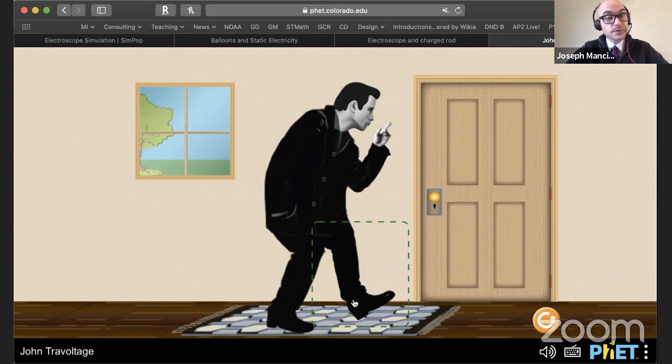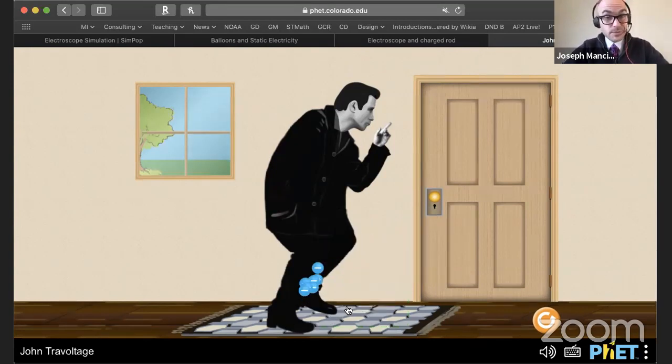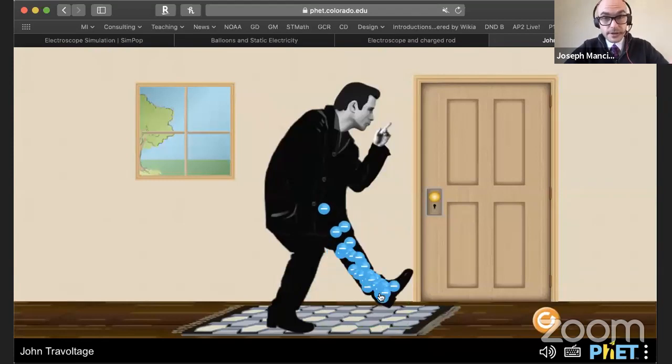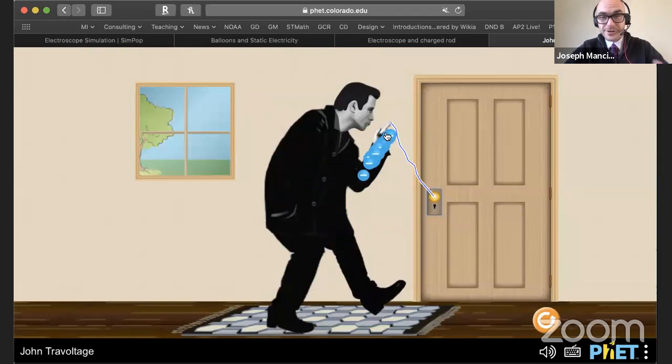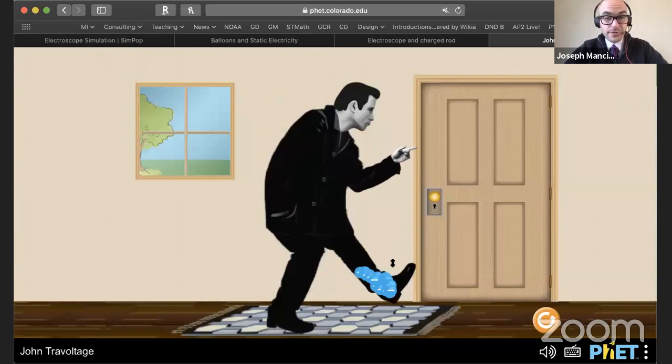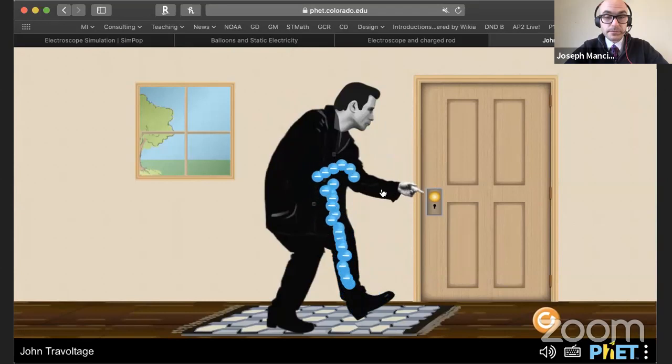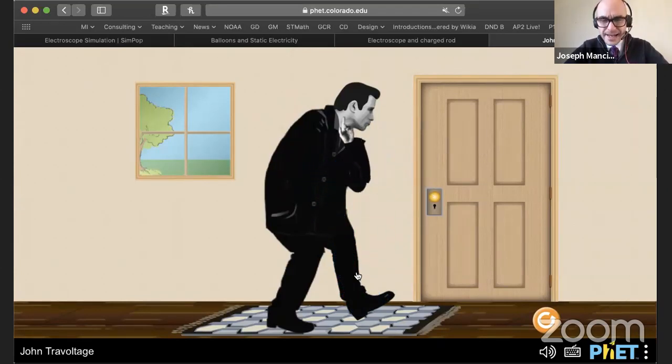Now, there's a few things you can do here. If you are an older brother or sister, you already know this process. You can scuff John Travolta's feet along the carpet and have negative charges accumulate on the tip of his finger. And those negative charges, when there are enough of them, will zap from his finger to this doorknob. But why does that happen?